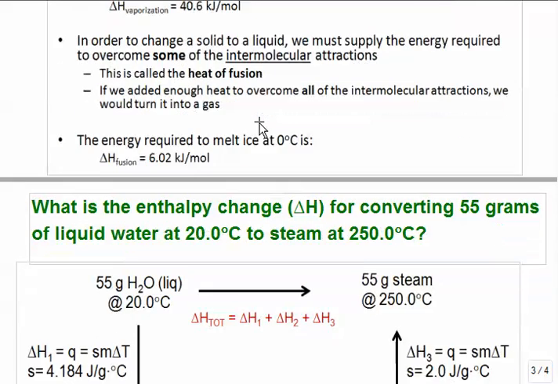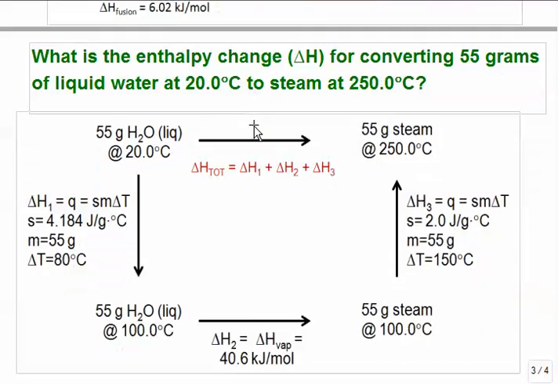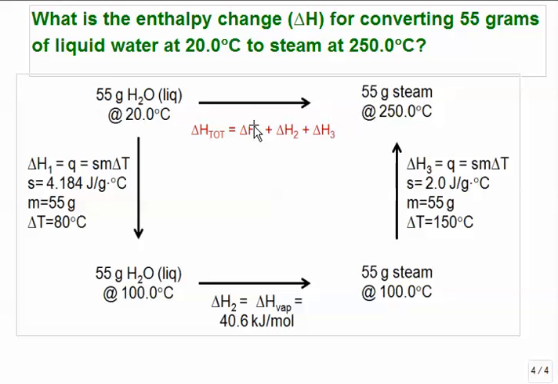So now when we come back to think about this problem, the enthalpy change for converting 55 grams of liquid water at 20 degrees Celsius to steam at 250 degrees Celsius, we don't really have a simple way to go directly from the liquid to the steam at a different temperature. But we can break this down into different components, and Hess's law tells us that we can simply add up the enthalpy changes of each of those components.